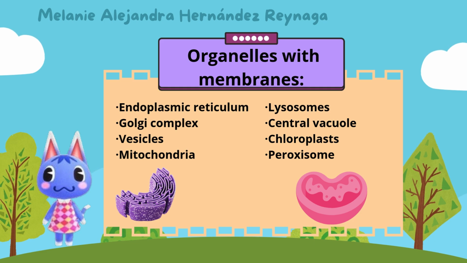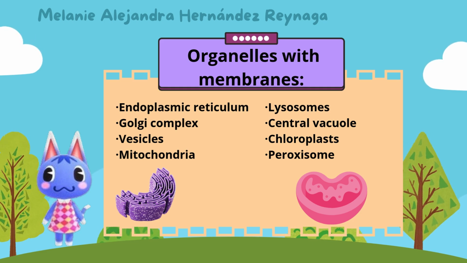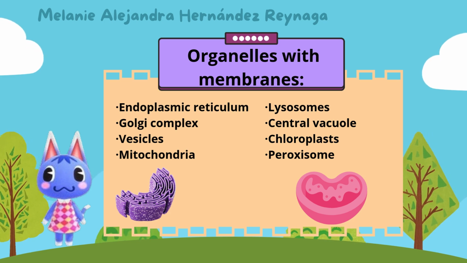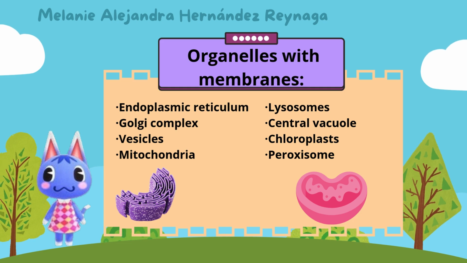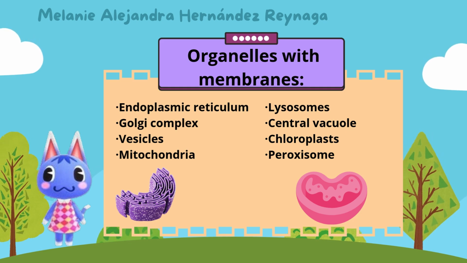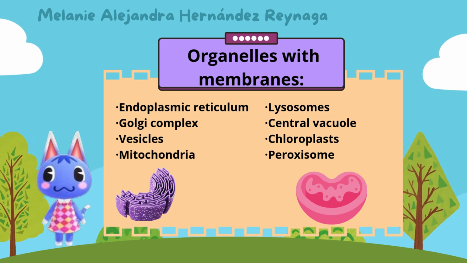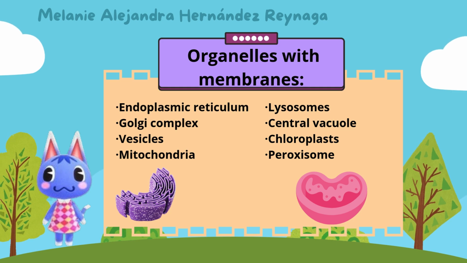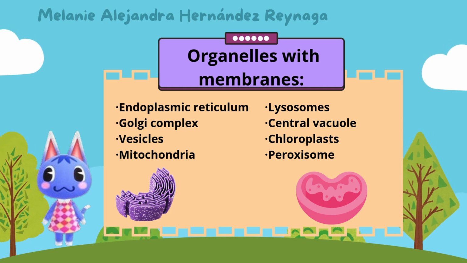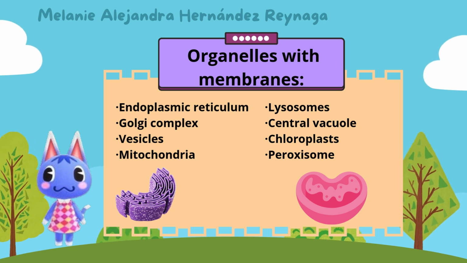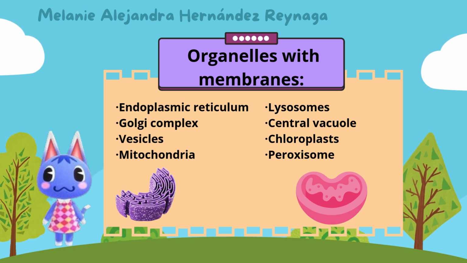Lysosomes. They degrade unwanted substances. Central vacuole. It provides turgor to the cell. It contains water and waste. Chloroplasts. They are responsible for photosynthesis. Peroxisome inactivates toxins, metabolizes lipids, and protects cells from oxidative molecules.